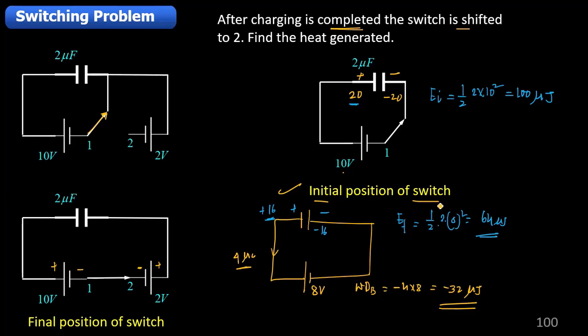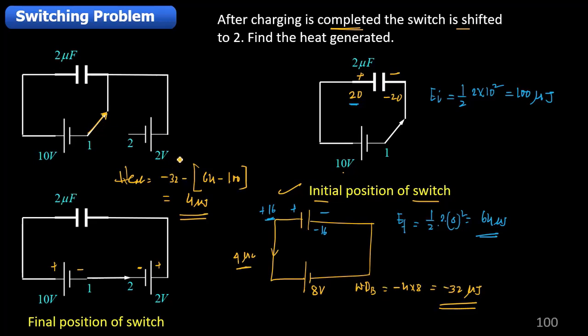So now we have the answer for work done by battery, initial energy and final energy. What is the heat? Heat is equal to the work done by the battery, that is minus 32, minus the change in energy: final energy 64 minus initial energy 100. If I solve this, 64 minus 100 is minus 36, and minus 32 plus 36 is 4. So 4 microjoule is the heat generated inside the capacitor once I switch the position from 1 to 2.